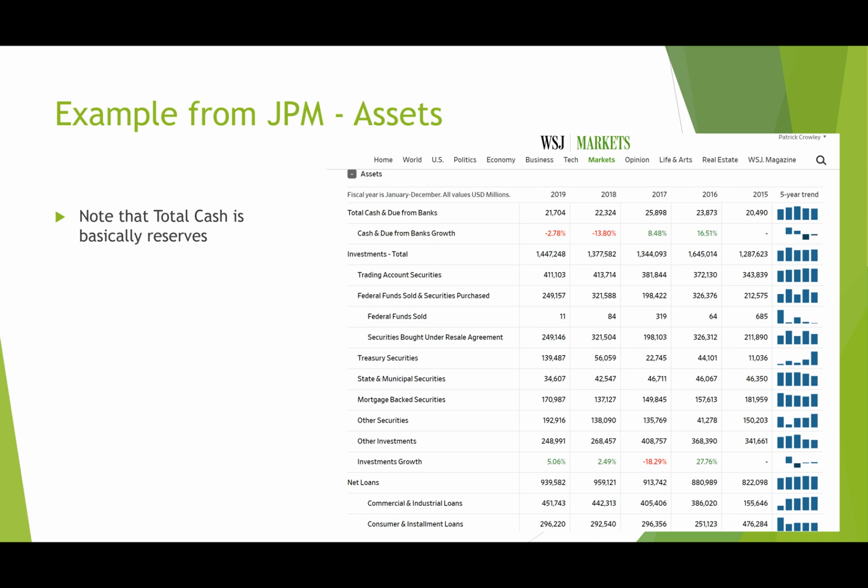And you can see their investment growth there as well. Moving down to net loans, I didn't have enough room for all of the lines in the balance sheet, but let's just take the first two, commercial and industrial loans. You can see it's quite a large amount for JP Morgan. The consumer and installment loans are a lot smaller. So let's give you an example of those assets.